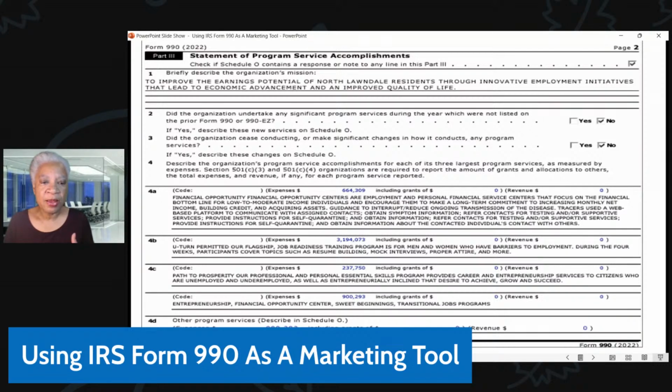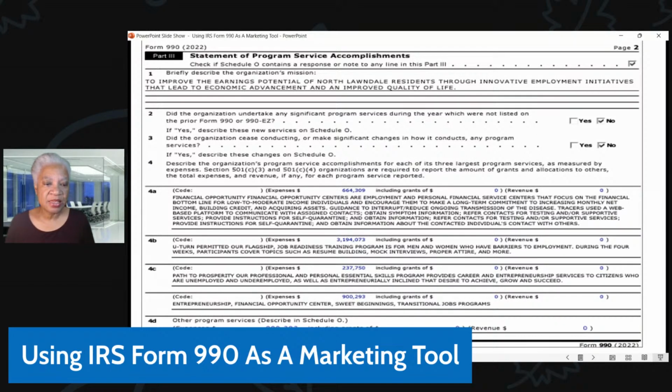They have 4 programs. They indicate how much money they're spending on each program. So you get a sense for where their priorities are in terms of allocating resources. So they have allocated the most resources to the U-Turn Permitted program. This is one of their first programs. This is their flagship program. Of the $4.9 million they're spending in programs, about 3.2 million goes to the U-Turn Permitted program.